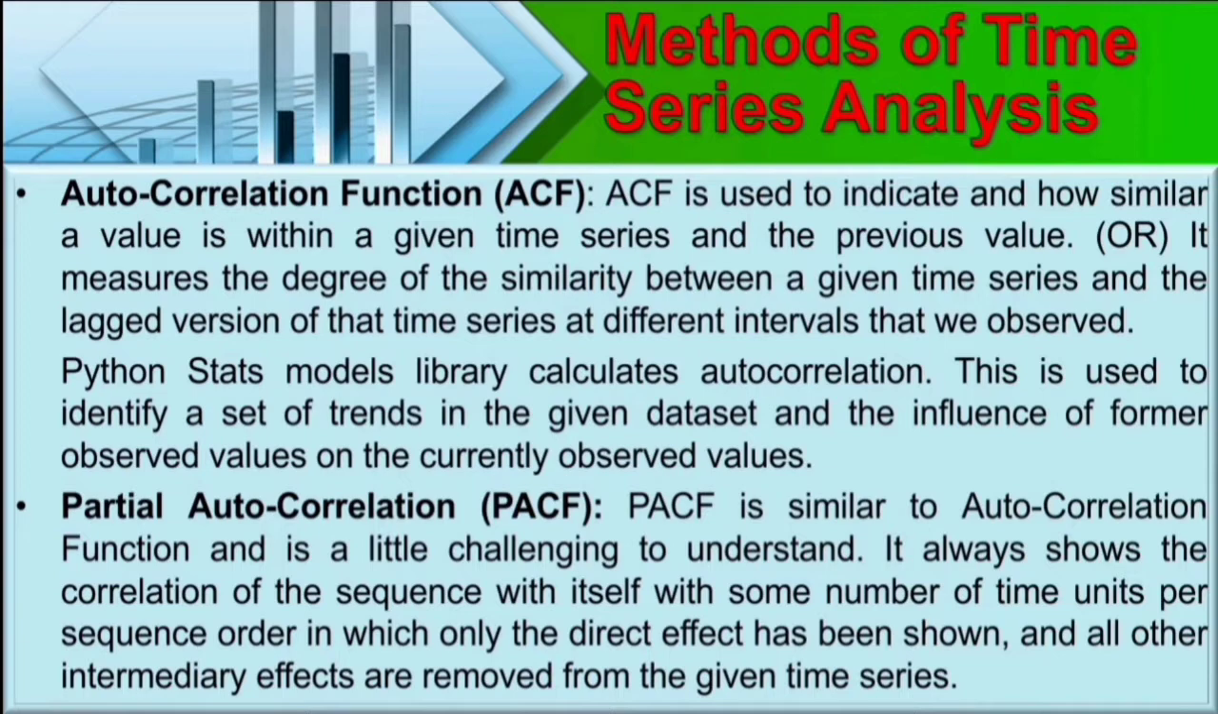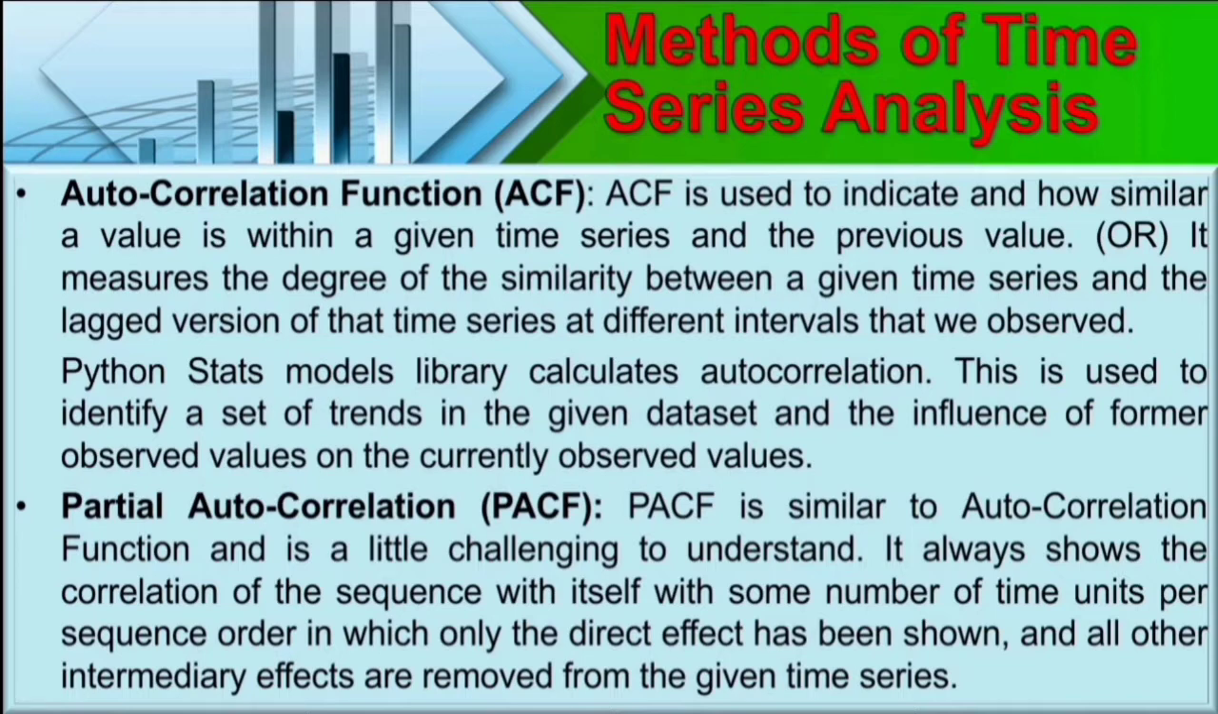Methods of time series analysis: autocorrelation function or ACF. ACF is used to indicate how similar a value is within a given time series and the previous value, or it measures the degree of similarity between a given time series and the lagged version of that time series at different intervals that we observed. The Python statsmodels library calculates autocorrelation. This is used to identify a set of trends in the given data set and the influence of former observed values on the currently observed values.